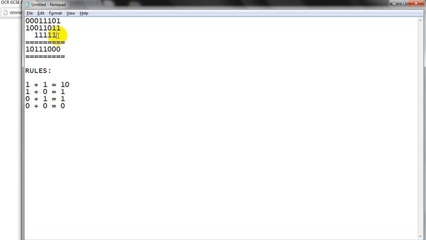Following these simple rules, it's not that difficult, but it's advised to keep a carry column. Sometimes I write it at the top, but I see a lot of examples are using a third row as a carryover column, and that's probably more helpful. That's binary addition.